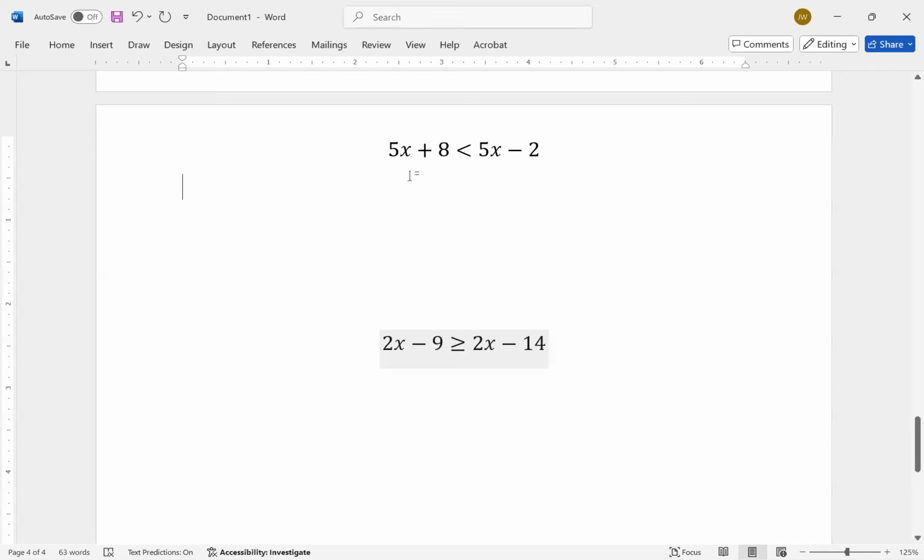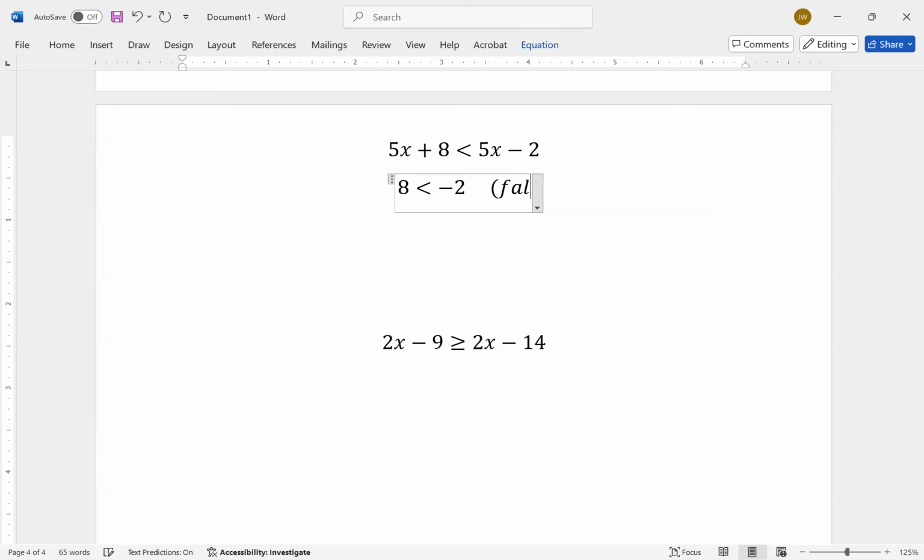In this first one, 5x plus 8 less than 5x minus 2, I would start by subtracting 5x from both sides. That is not going to change the direction of the inequality. If I subtract 5x from the left, I just get an 8. If I subtract 5x from the right, I get a -2. Now, this says 8 is smaller than -2. That's always a false statement.